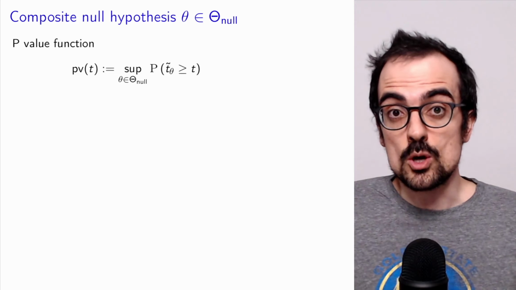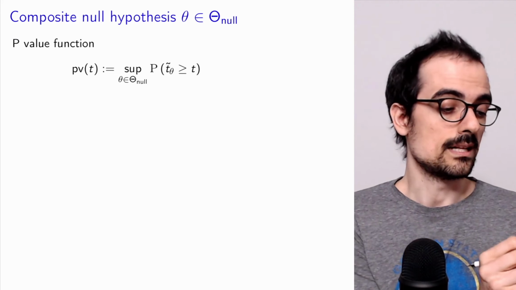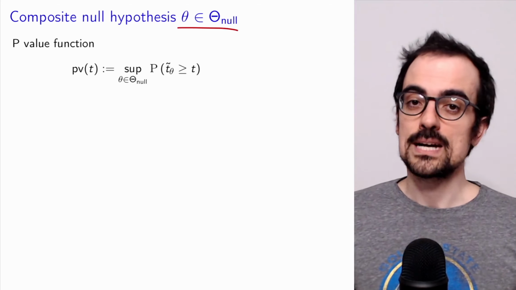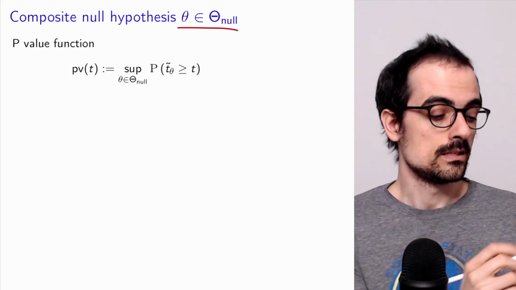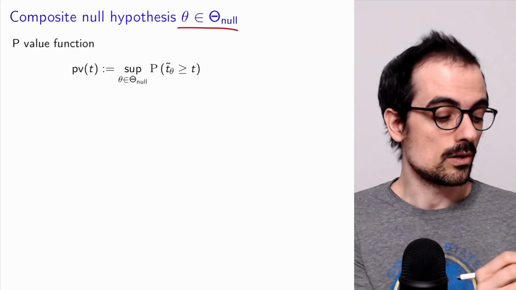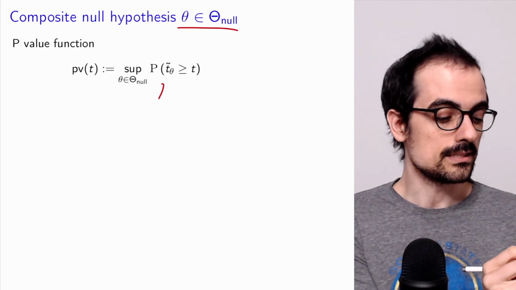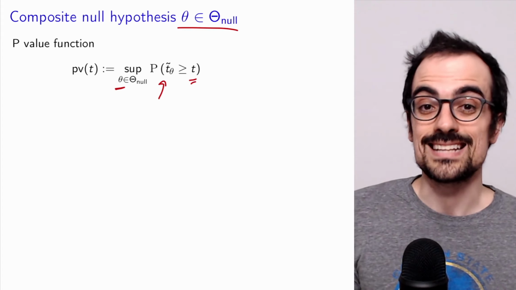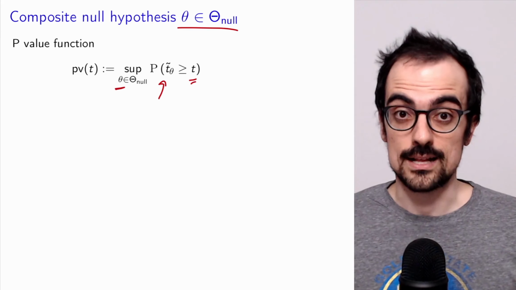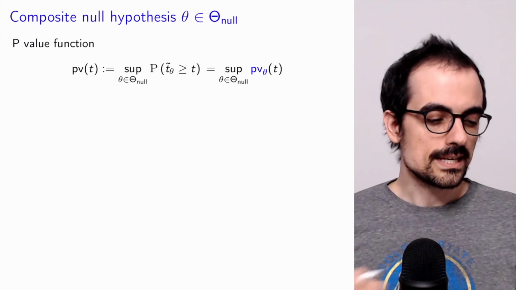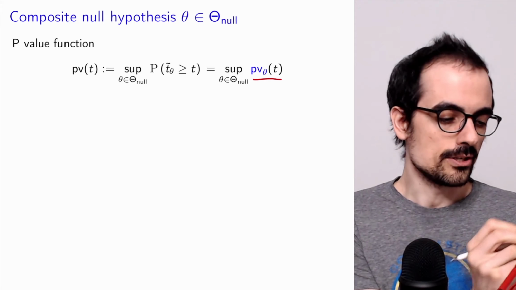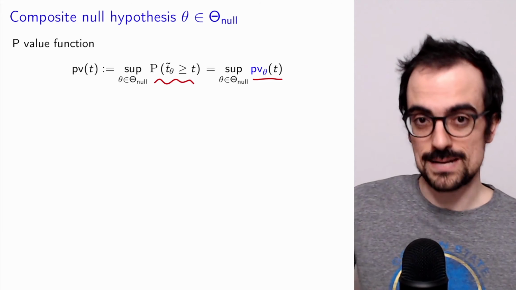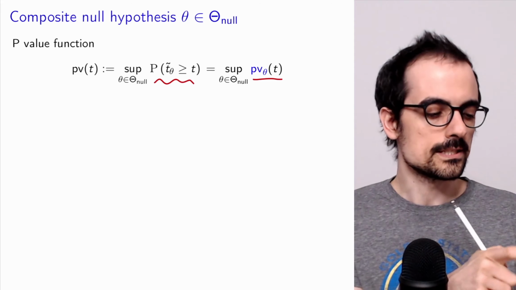Finally, you might be wondering about composite null hypotheses, where the null hypothesis is that the parameter is within a set as opposed to equal to a specific value. Let's remind ourselves that in such cases, we define the p-value as the supremum over all the probabilities that the test statistic is greater than that value, where the supremum is taken over the possible values of theta within the set associated with the null hypothesis. We can define this p-value function here, as we had defined our p-value function for the simple test statistic, in order to apply the result that we derived for simple test statistics.